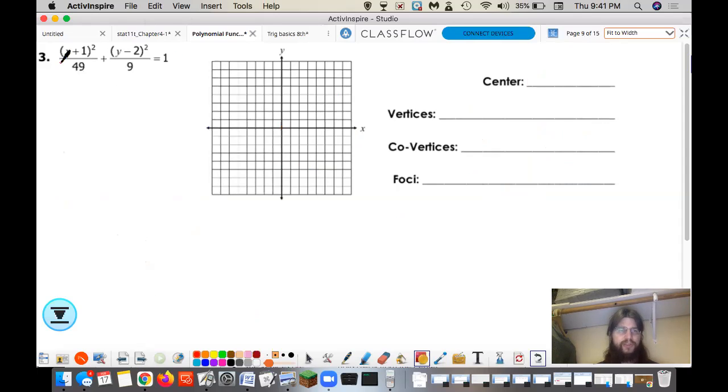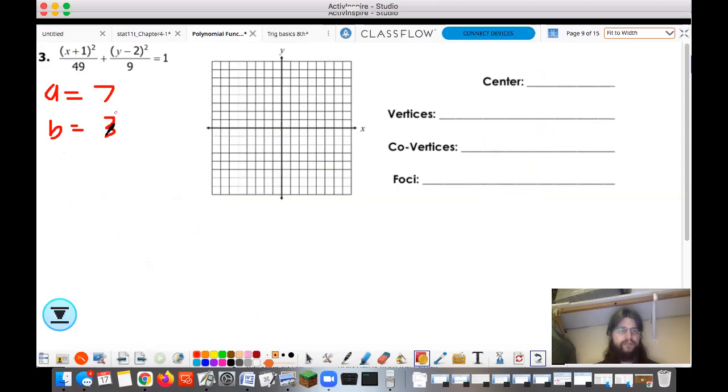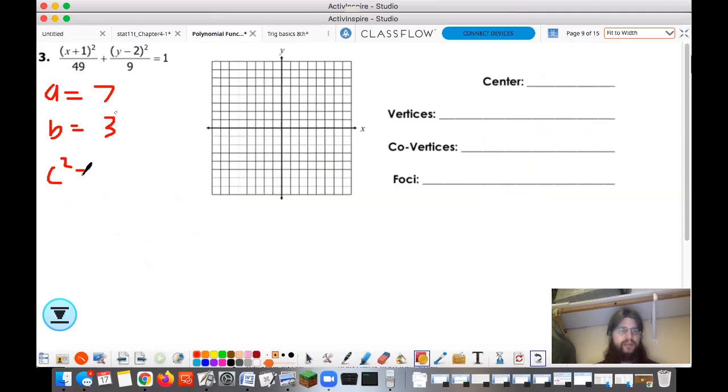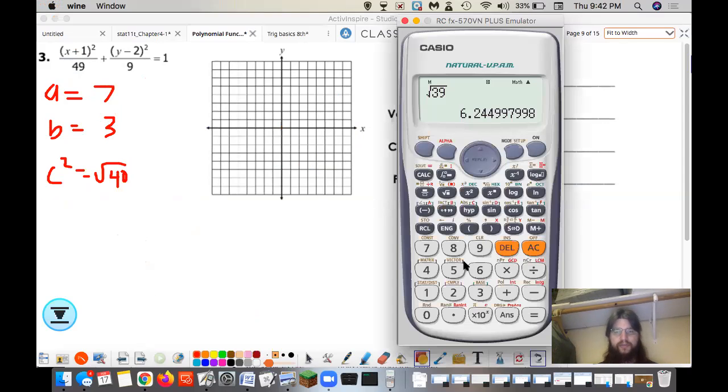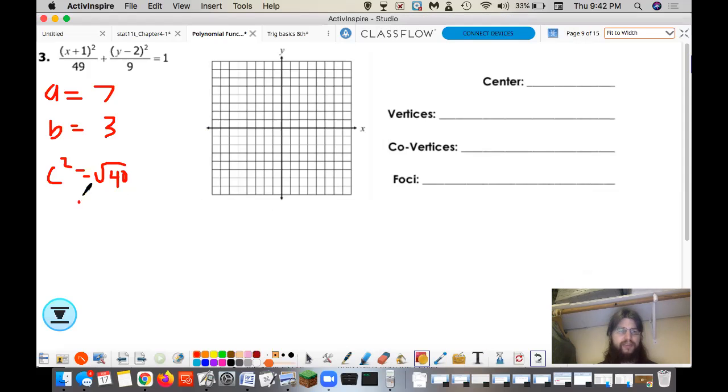All right, something more interesting finally. Again, start with A, B, and C. Which one of these is bigger? That one. Square root of that is 7. And that means B is 3. C squared is going to be 49 minus 9 is 40, so square root of 40, 6.5-ish. 6.3, a little past 6.